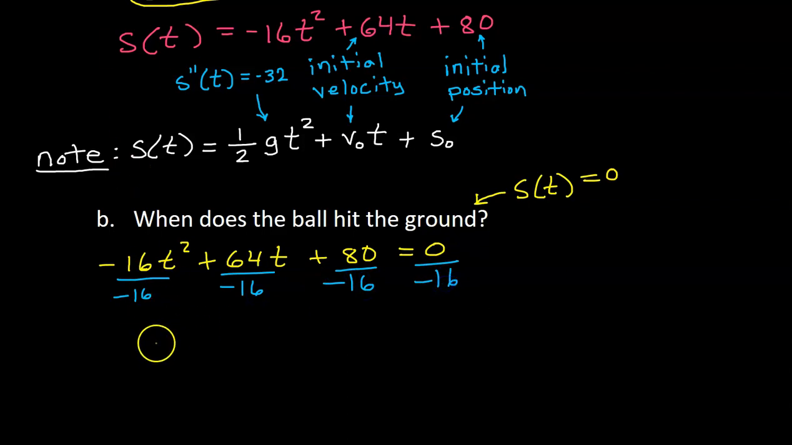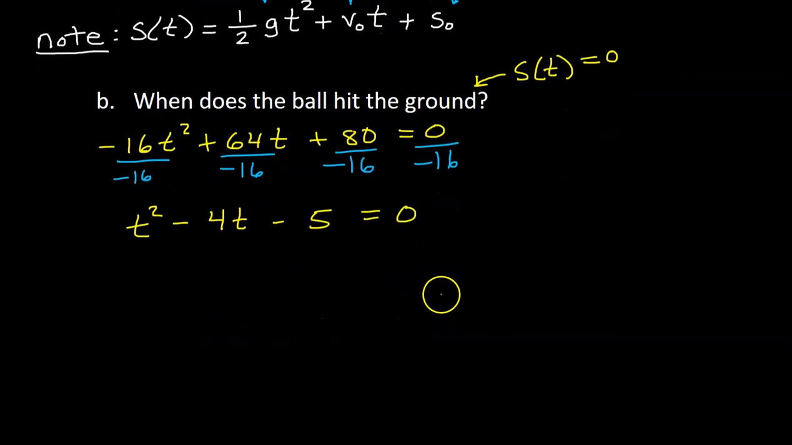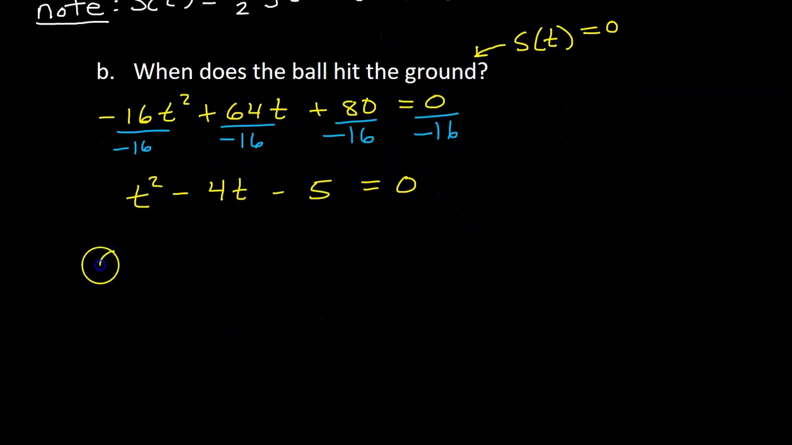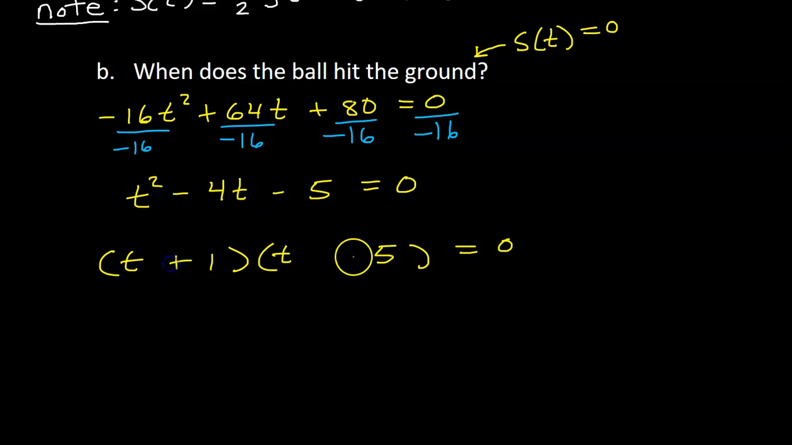So this will give us t squared minus 4t minus 5 is equal to 0. This looks like it would be pretty easy to factor. So let's go ahead and solve this by factoring. So let's see, t squared is t times t, 5 is 1 times 5, and with that negative 4 in the middle, we will need a positive 1 and a negative 5.